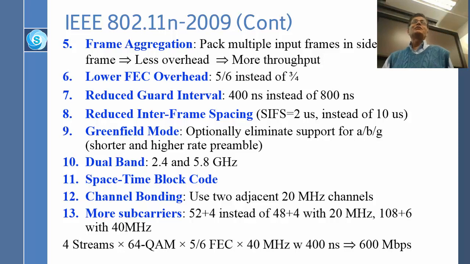Okay. Now you multiply each of these. So this one, 400 nanoseconds is not very easy to multiply, but 400 nanoseconds instead of 800 nanoseconds, you have to see what is the symbol time, and this will come out as a fraction. So you put that fraction here. Okay. And then multiply all these numbers. Instead of 64 QAM, you put how many bits per hertz, and you will see that now you can get 600 megabits per second instead of previous 55 or 54 or something.